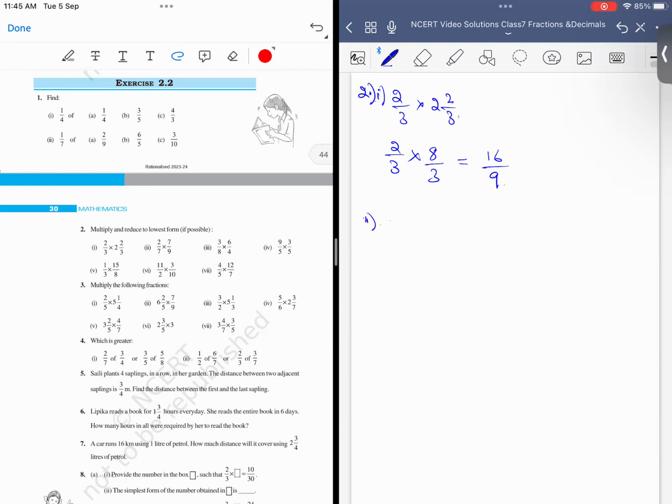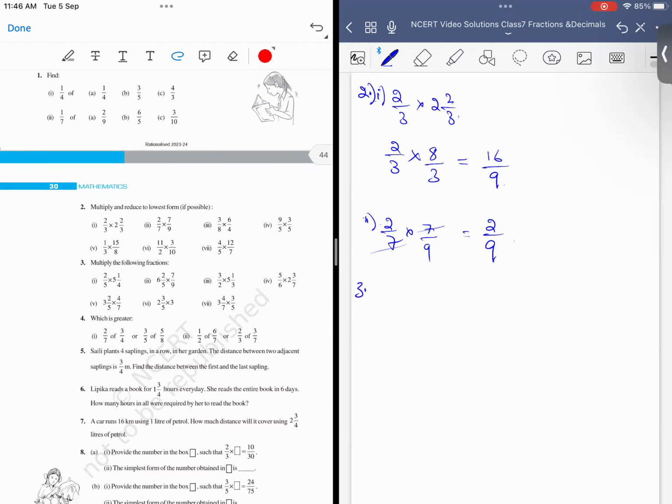Next, question number 2. 2 by 7 into 7 by 9. So see here, what I can do is cross cancel it. Okay, I can factor out 7 and 7. So what is left is 2 by 9, and it is in simplest form. Likewise, we do the rest. Okay.